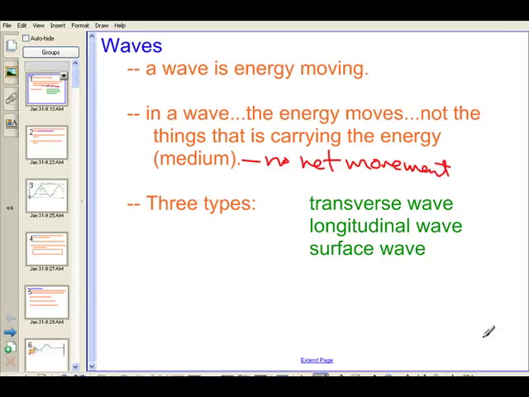No net movement. In other words, the medium will always return back to its original point. Yes, the medium moves. It's like with a transverse wave. It goes up, it goes down, it'll come back to its original position. With rarefactions and compressions, they'll move. The ocean wave does move.